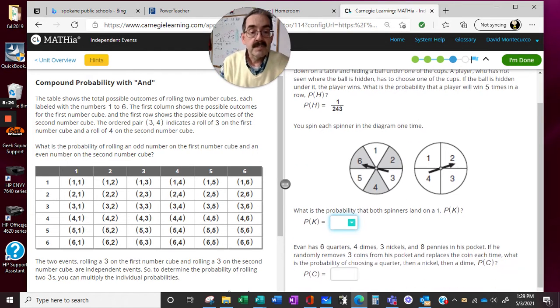Spin the spinner routine. What is the probability of both spinners landing on a 1? Well, this is 1 of 6, 1 of 4. 1 of 6 times 1 of 4.